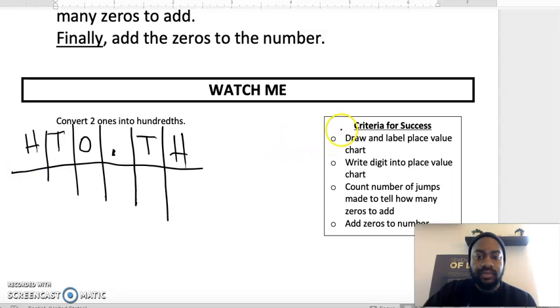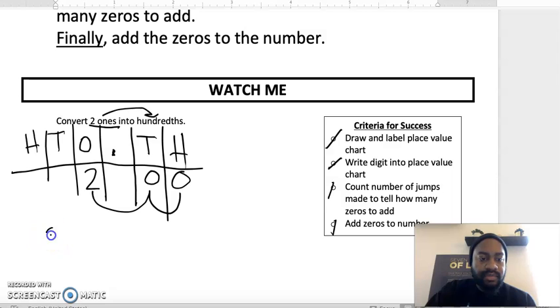Cool. The next step is to write the place value I'm starting with. I'm starting with two ones. Write that in my place value chart, cross it out. I'm then jumping to the hundredths place. That's one, two jumps. Add my zeros, write my number. So two ones equals 200.